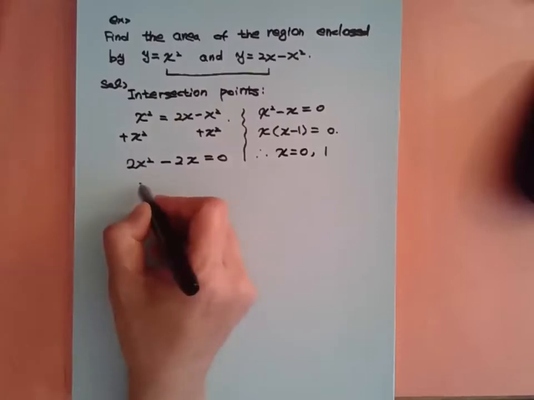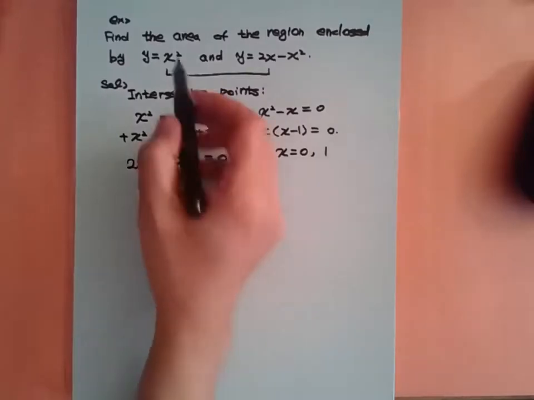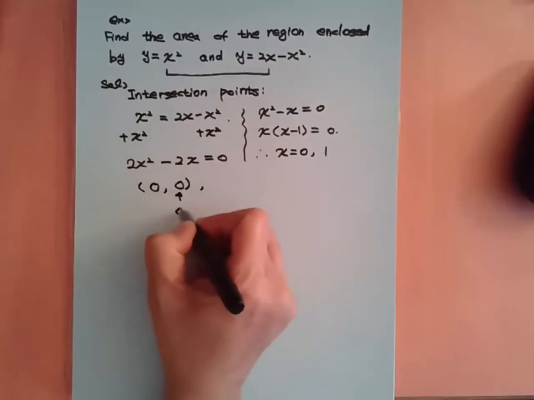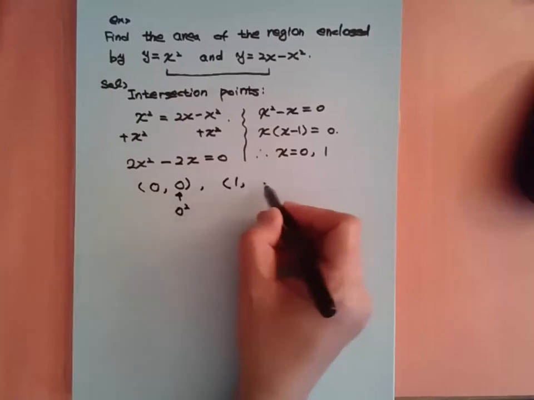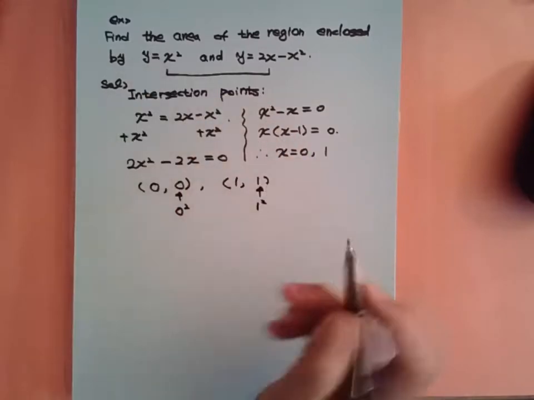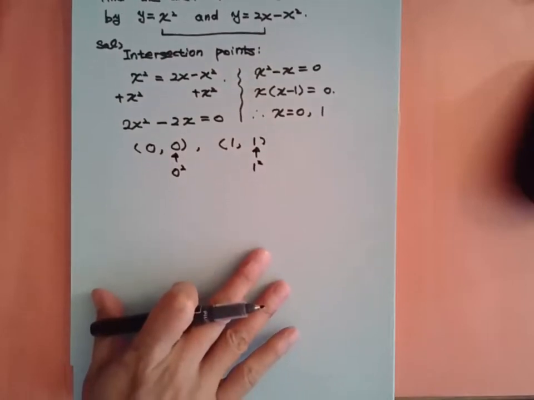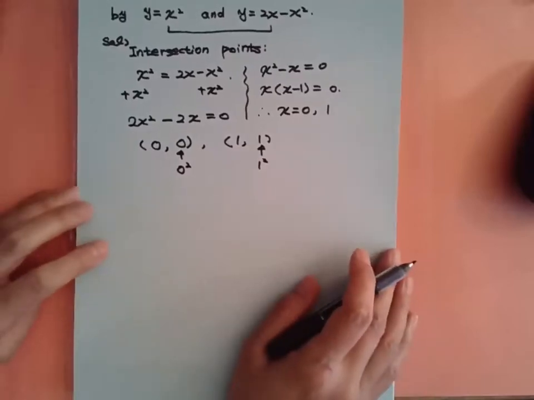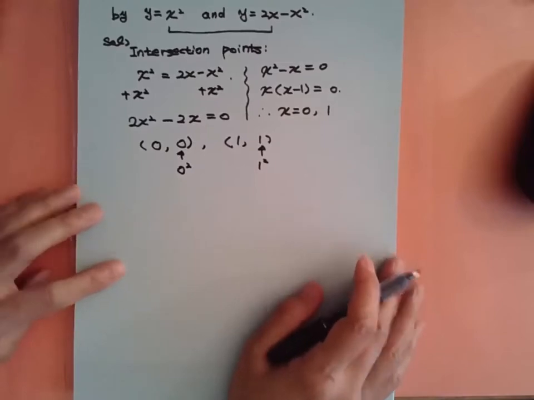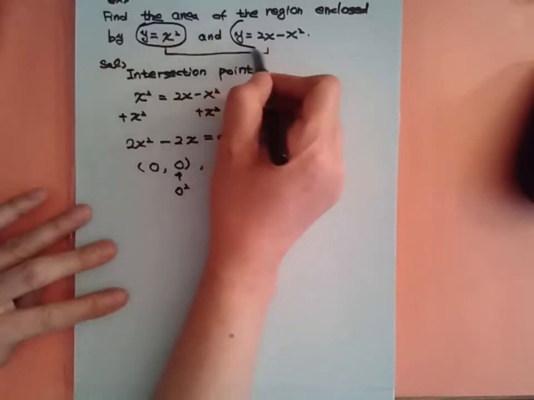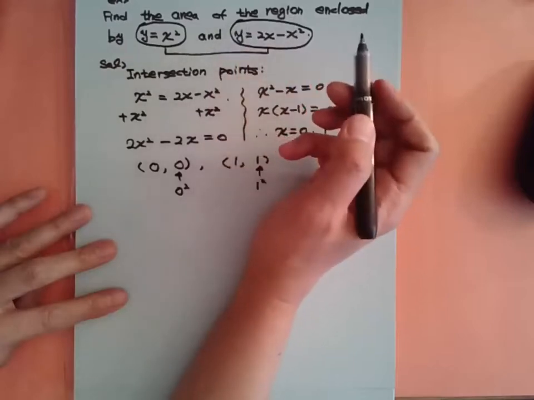So intersection points will be x value equals 0, then y value equals 0, and this is from 0 squared. X equals 1, then 1 squared is again 1 from this equation. We can easily figure out the graph of this one. Let's figure out how the graph of this parabola looks like.